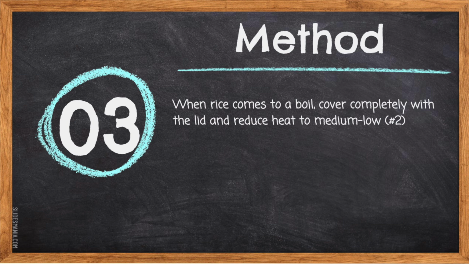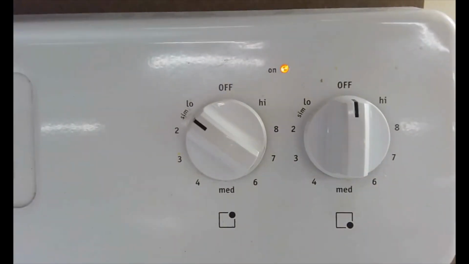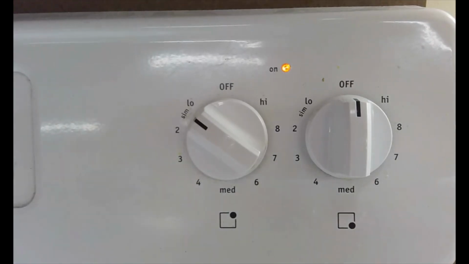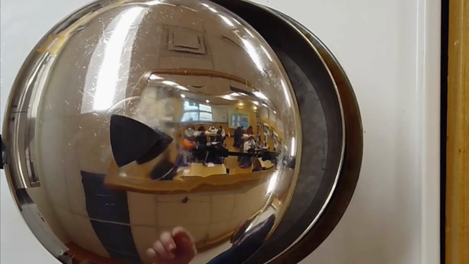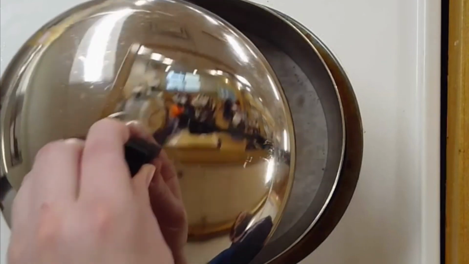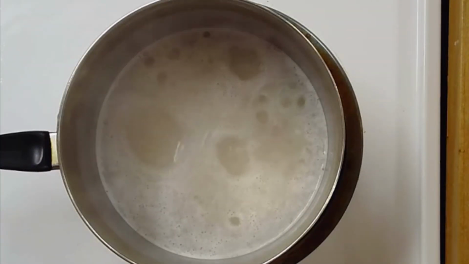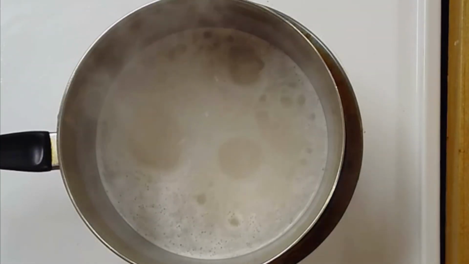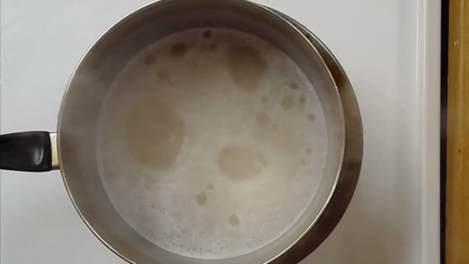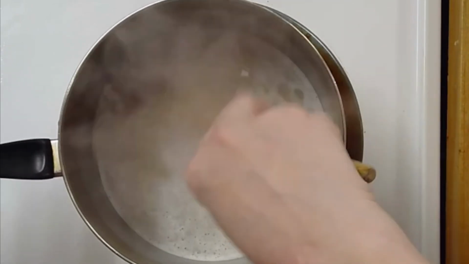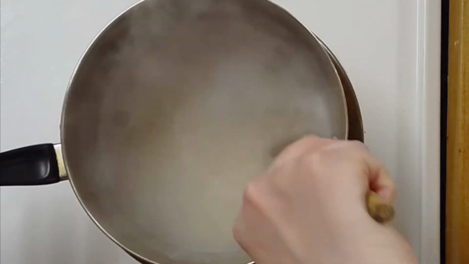Step 3. When rice comes to a boil, cover completely with the lid and reduce heat to medium-low, number 2. Before we cover the rice with a lid, we're going to give it a quick stir just to make sure it's not sticking to the bottom. That way it doesn't burn while cooking. You don't want to stir it too much though before this, because often it will cause the rice to break up the grains, causing it to be very gummy. So try to avoid over stirring the rice.